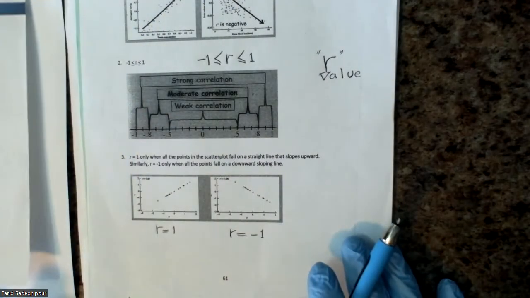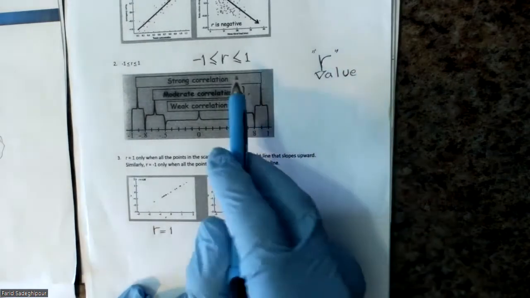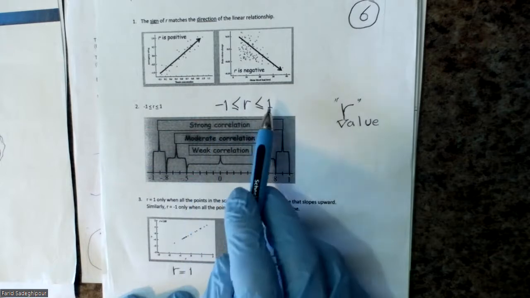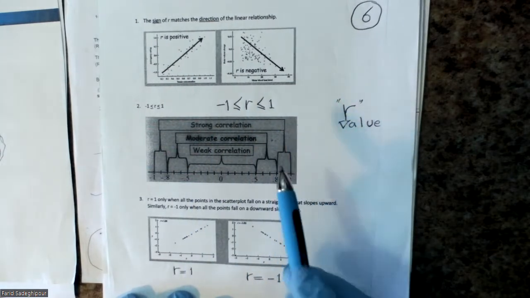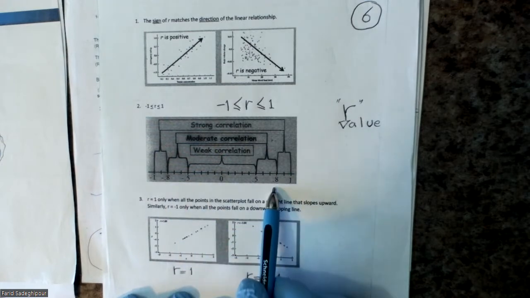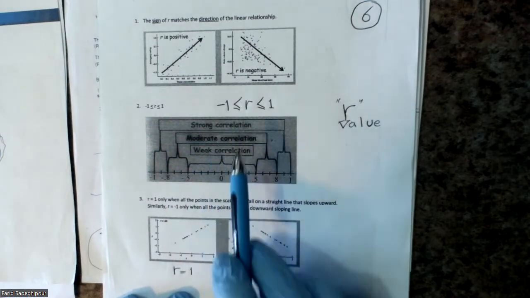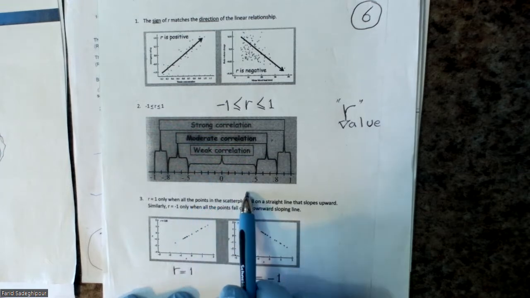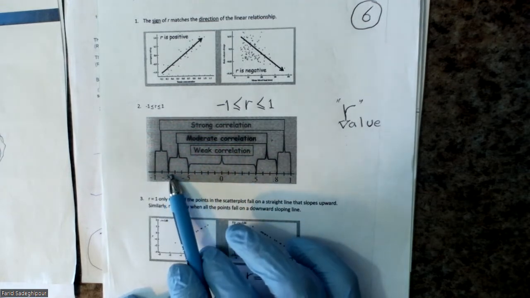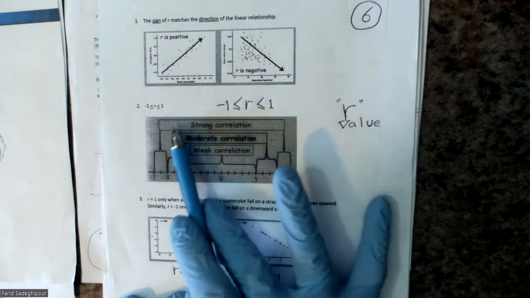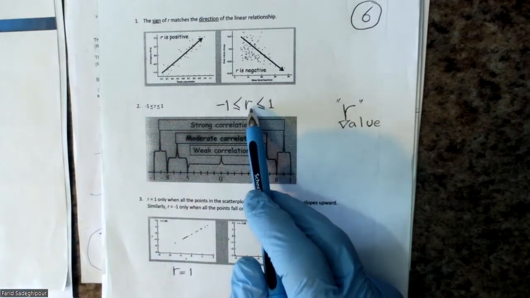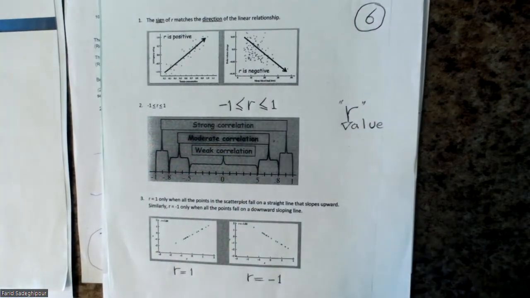Now, the value of R always has to be between 100% and negative 100%, between 1 and negative 1. If your value is between minus 0.8 and 0.8, it is a moderate correlation. If it's between minus 0.5 and 0.5, it is a very weak correlation. And anything beyond minus 0.8 and 0.8 is a strong correlation. So the value of R determines whether you have a good correlation or a weak correlation.